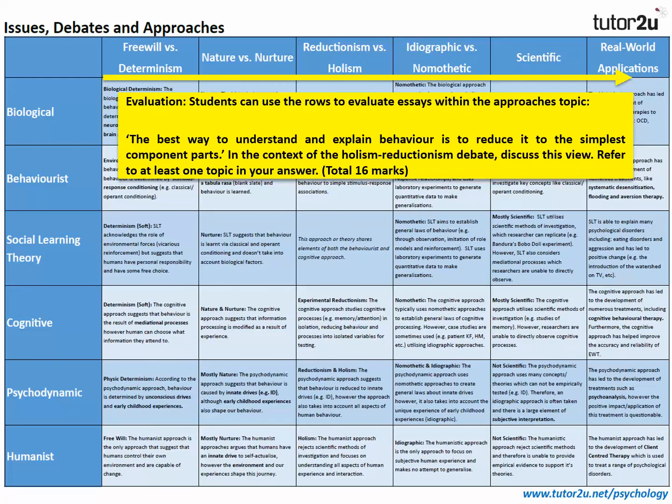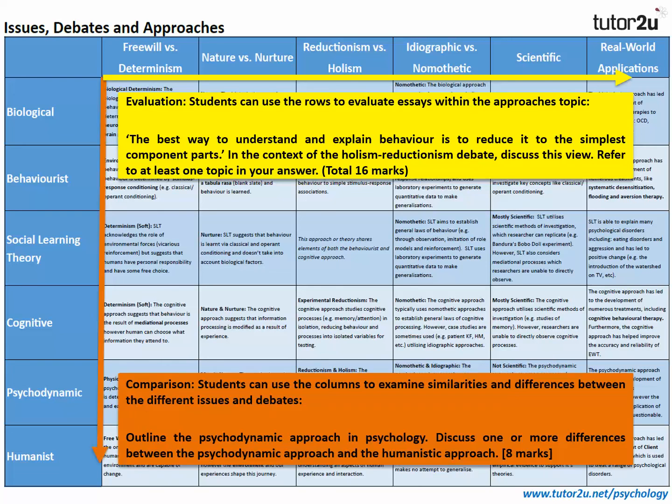So if we think about looking across the rows, the students can use the rows to evaluate the essays within the approaches topic. Okay. So if we think back to that question, the best way to understand and explain human behaviour is reduce it to its simple component parts. In the context of holism versus reductionism, discuss this view and refer to at least one topic. This table then gives them access to refer to any of the approaches within the approaches topic, biological, behaviourism, social learning theory, etc., and effectively answer that question.